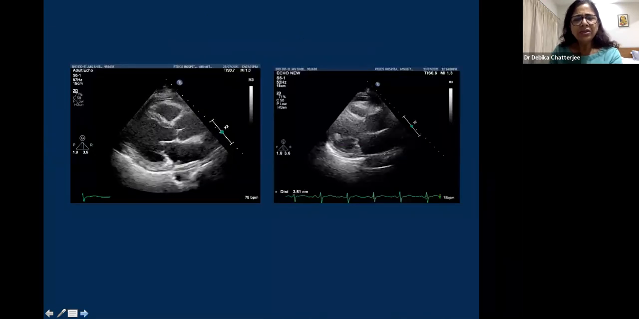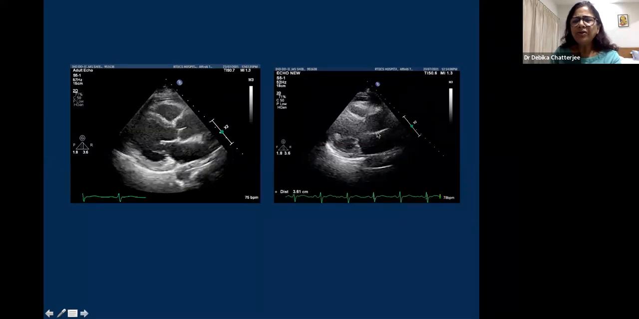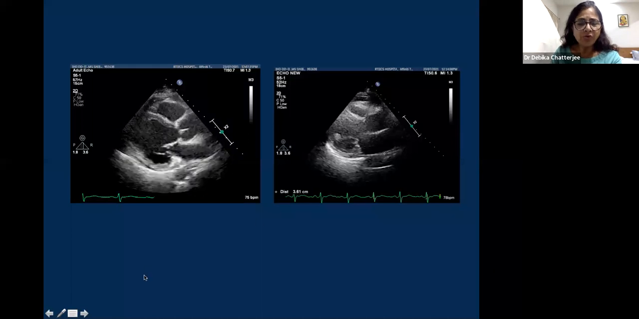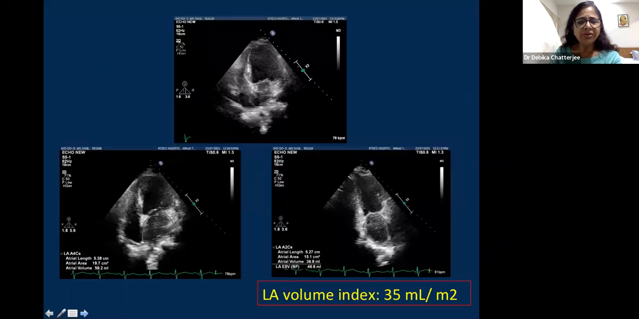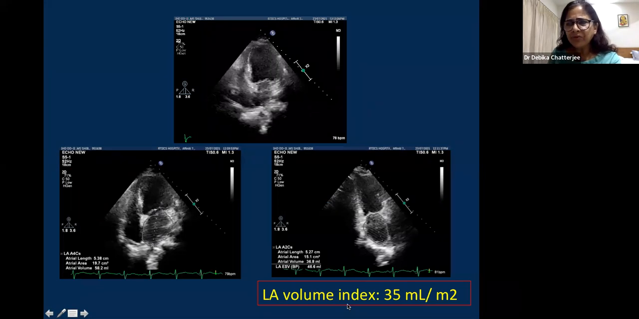Look at this. This is a patient where I have measured the anteroposterior diameter of the LA, and this comes as 3.61 centimeter. 3.61 centimeter is within normal limit, but as I measured the volume, I found that the LA volume index was 35 ml per square meter of body surface. This is the reason you should not take the anteroposterior diameter and rely on that.